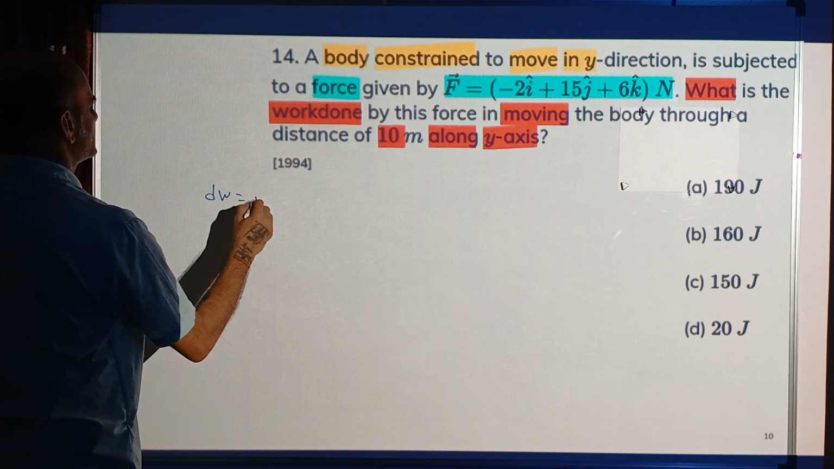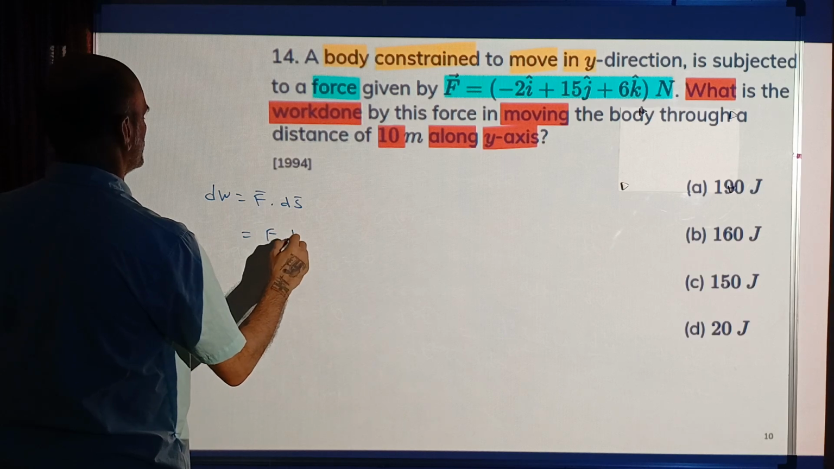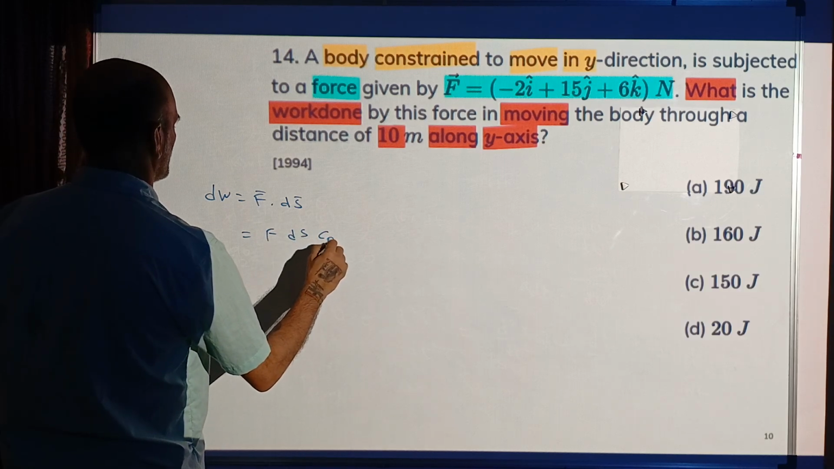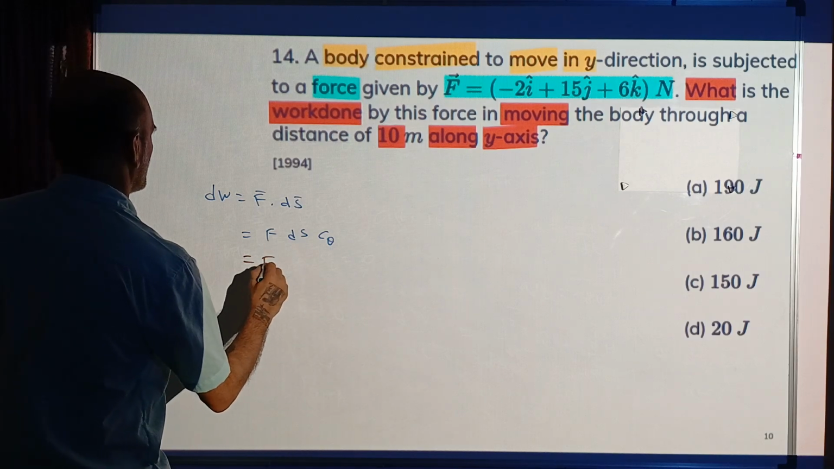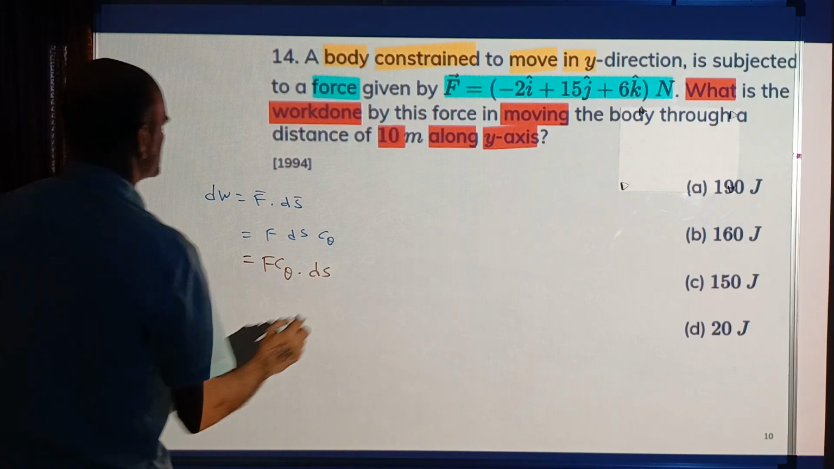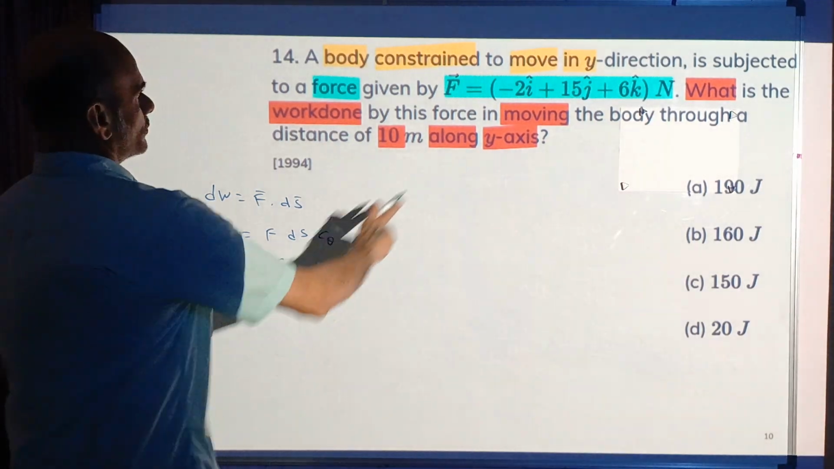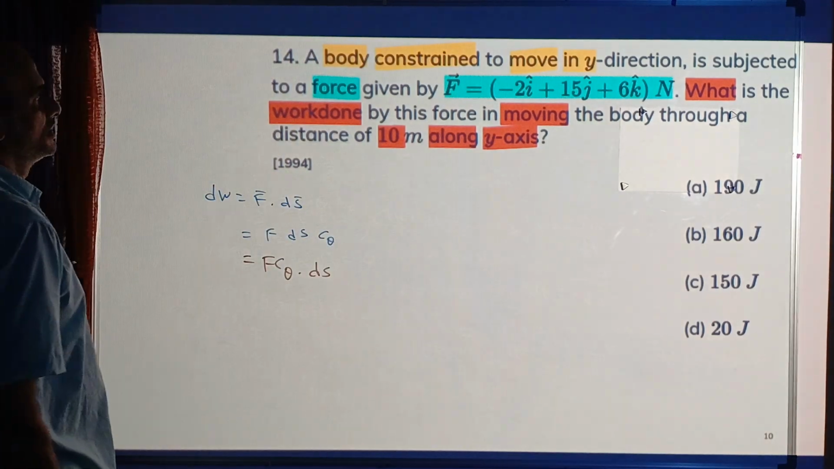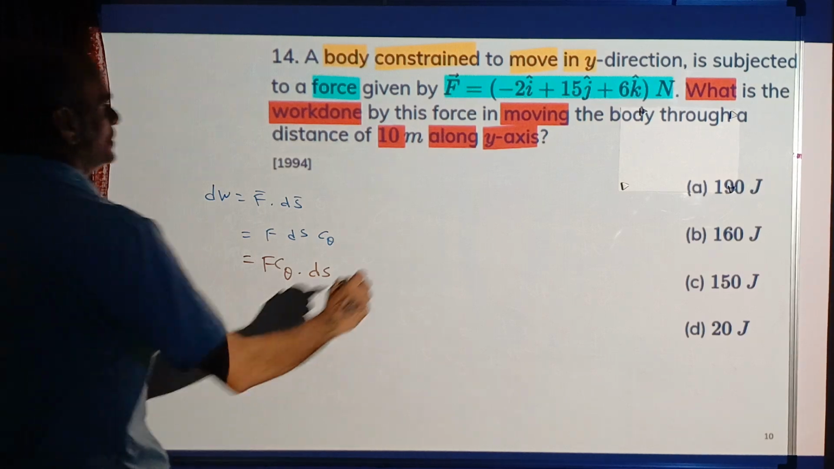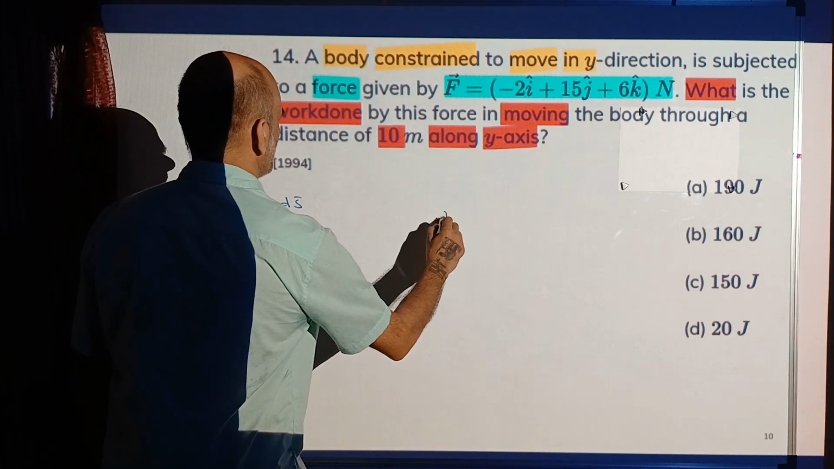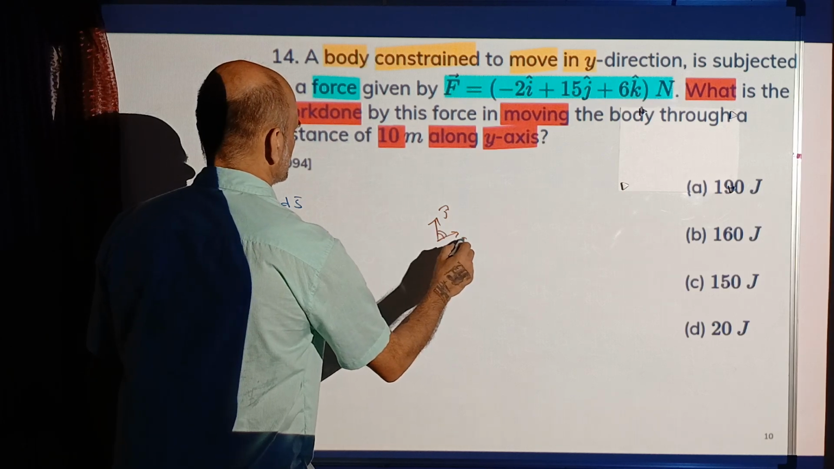for a small displacement. It is F dot ds. This is F into ds into cos theta. So this can be interpreted as F cos theta into ds. That is the component of F along the displacement direction. Here the force is just a number, it's constant and uniform, and the angle theta between the displacement, which is along the y-axis, and the force is a constant vector. So displacement is along the y-axis, j-cap, and force is in some direction. But this angle is constant.